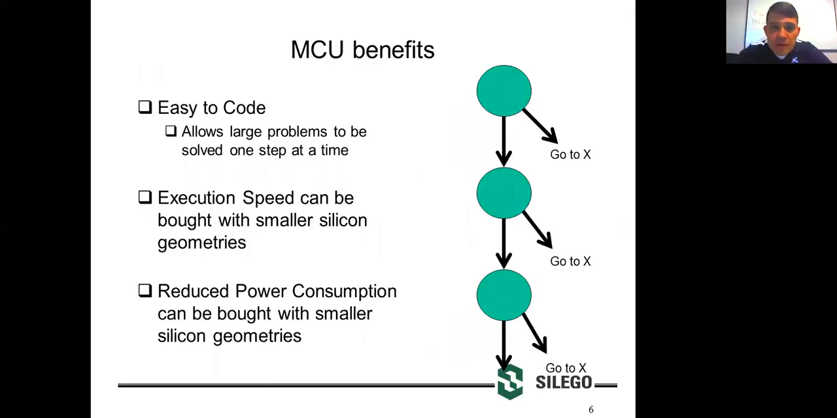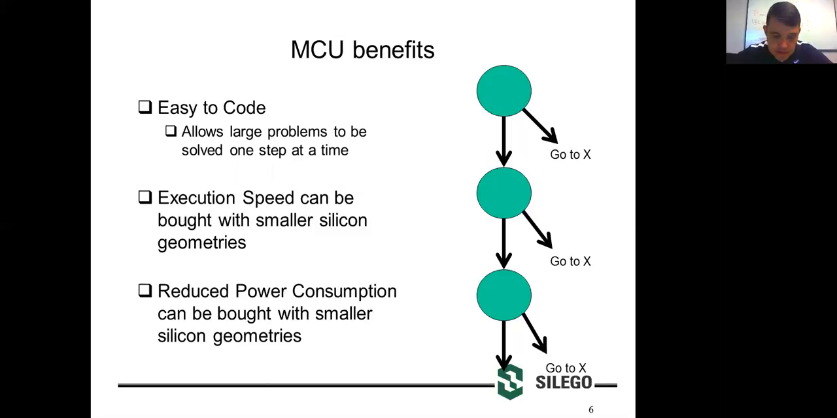Now, what are the benefits of microcontrollers? One, and probably the single largest benefit of a microcontroller, is it's much easier to solve large problems with microcontrollers because it's easy to code. The coding allows you to break down problems one step at a time in manageable chunks so that you can wing through very, very tough problems fairly quickly. Now, this burns a lot of power.